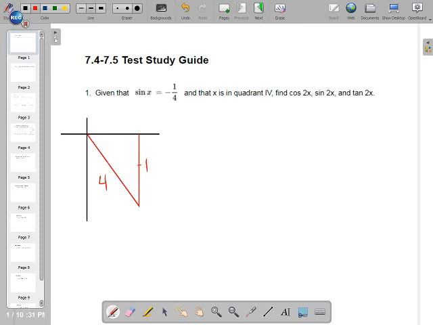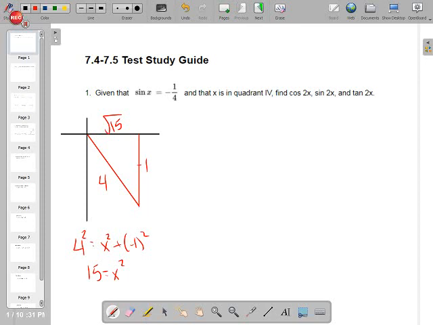We need to know what the x value is for this, so I'm going to do 4 squared equals 16, minus 1 is 15, so that means that this is the square root of 15. Since you're in the fourth quadrant, x is positive. Now that I have my triangle filled in, I can start to actually evaluate these things.